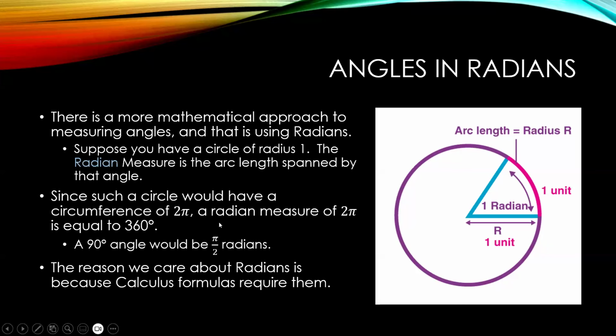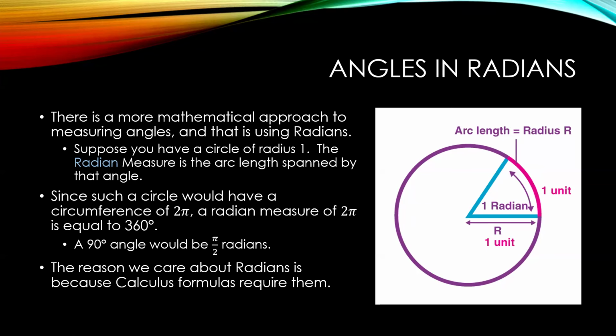It turns out, because of how the circumference of a circle works, there are 2 pi radians in a circle. And so we would say the radian measure of 2 pi is equal to 360 degrees. A 90-degree angle would be pi over 2 radians. And the reason we care about radians is because we really need them to do calculus stuff.